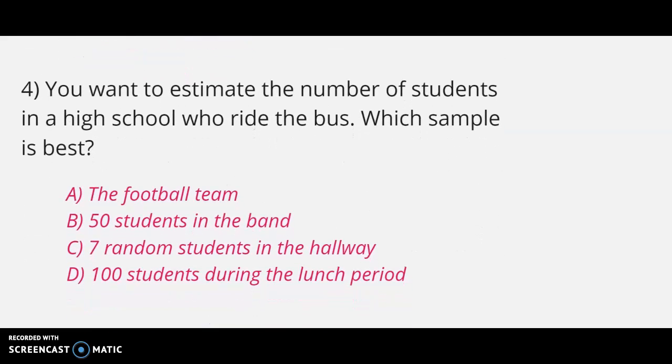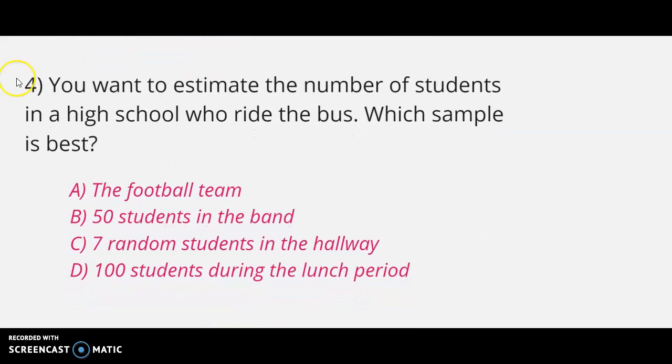Alright, let's look at number four here, kind of a multiple choice situation. You want to estimate the number of students in a high school who ride the bus. Which sample is best? So we got the football team. Well, the football team probably isn't the best because, yes, they're going to ride the bus because they could ride to the football games. 50 students in the band, it limits it only to the students in the band.